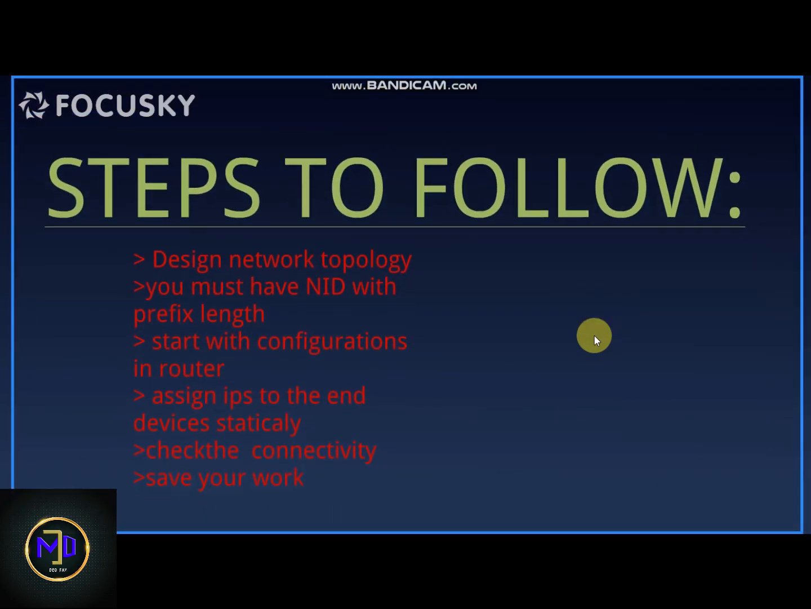These are the steps that we are going to follow when assigning IP addresses statically to the end devices. The first one, we design the network topology. The second one, you must have the network ID with prefix length. The third, we start with configurations in the router. Then we assign IPs to the end devices. After that, we save the work and check the connectivity.